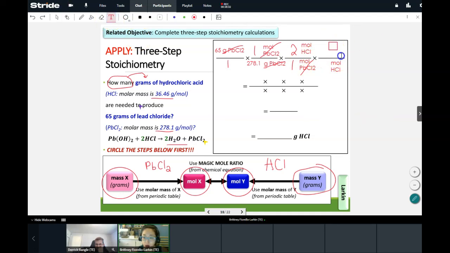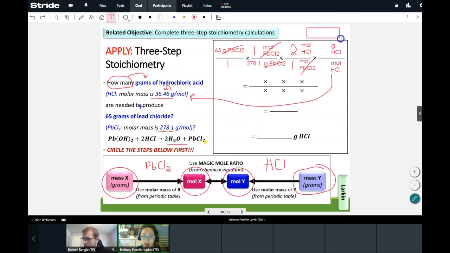Point for me on the board. What has grams and moles for hydrochloric acid? Which of my 3 things is always true and contains both moles and grams? Yeah, exactly. The molar mass of hydrochloric acid. So what goes next to grams on top? Tell me in the chat. What goes next to grams on the top?